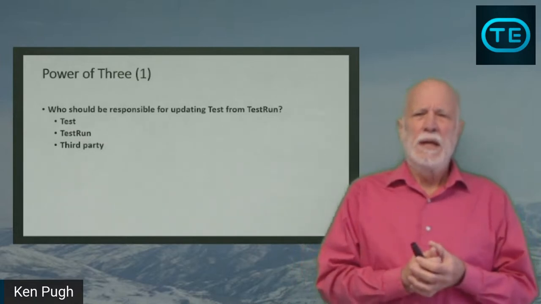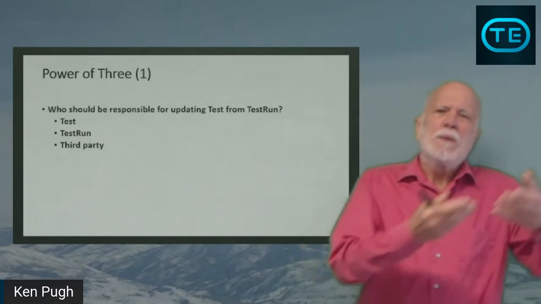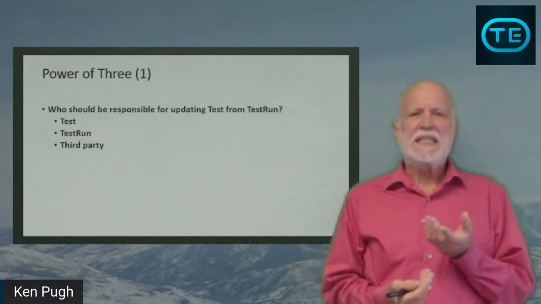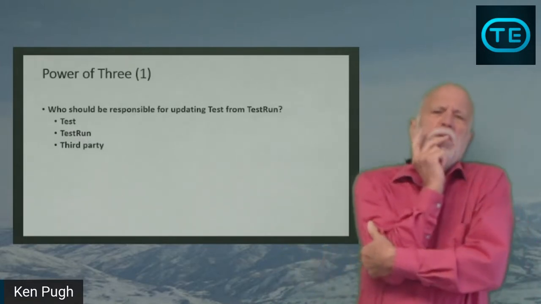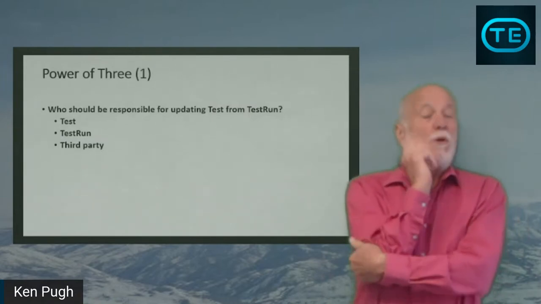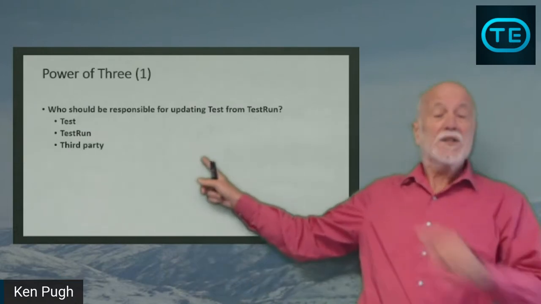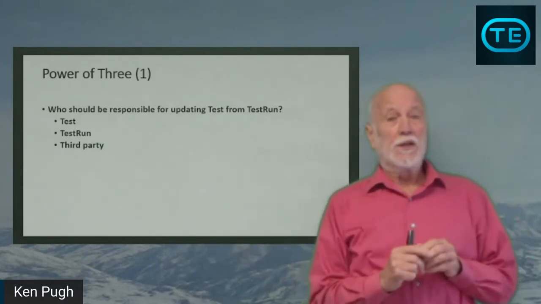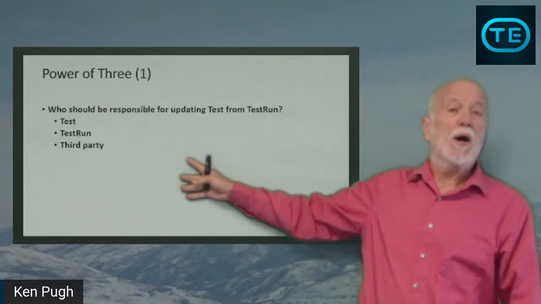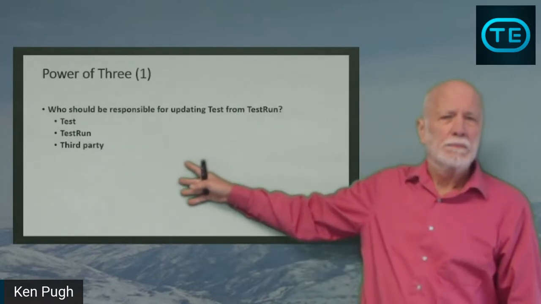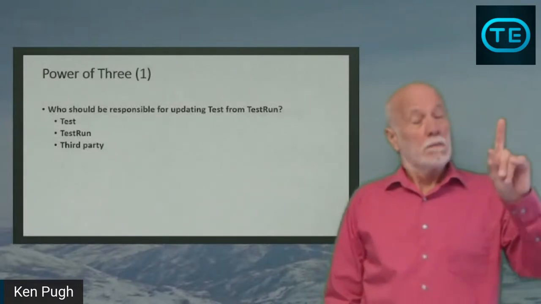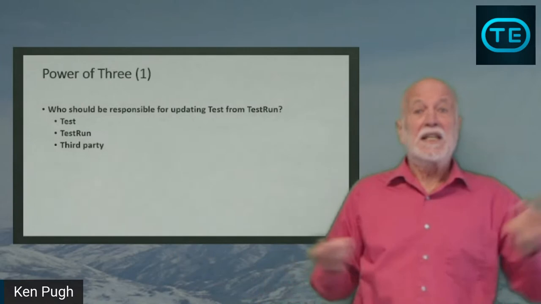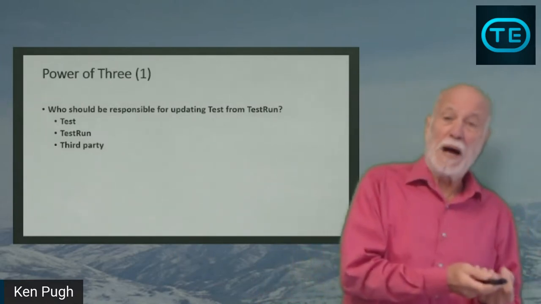We have this business rule that we update a test from the test run. Who should be responsible for calling that business rule? Well, we have three possibilities. The test could do it. The test run could do it. Or we could create a third-party object that does it. Assigning responsibilities to objects is very important. Now, that's a decision. That's the design. Who should be responsible for something?